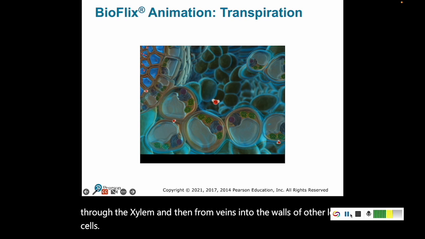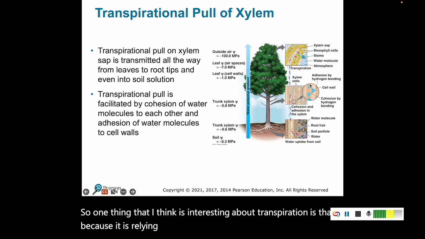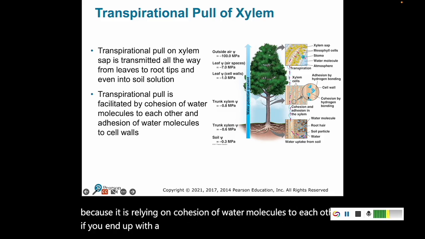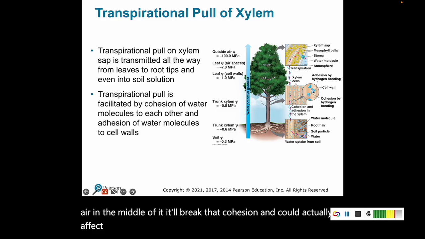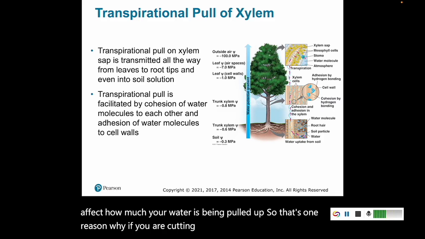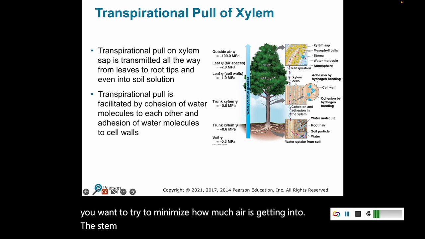So one thing that I think is interesting about transpiration is that because it is relying on cohesion of water molecules to each other, if you end up with a bubble of air in the middle of it, it'll break that cohesion and could actually affect how much water is being pulled up. So that's one reason why, if you are cutting flowers and putting them in a vase, you want to try to minimize how much air is getting into the stem of your plant.